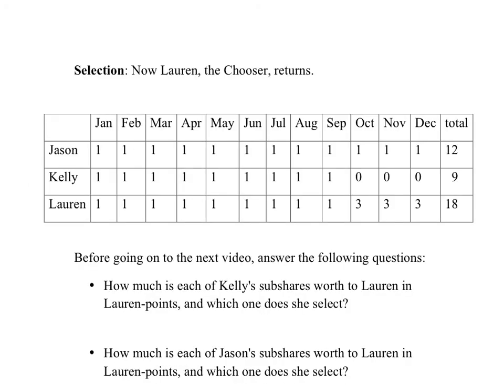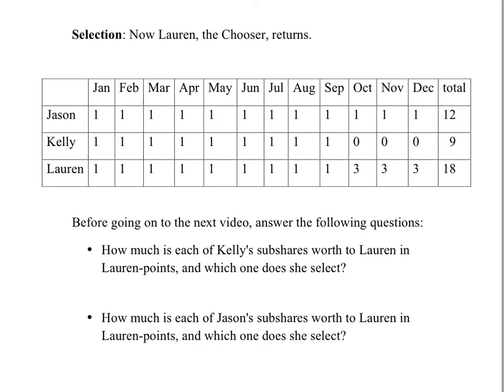Now Lauren, the chooser, returns. Before going on to the next video, answer the following questions. How much is each of Kelly's subshares worth to Lauren in Lauren points? And which one does she select? Which one of Kelly's subshares does Lauren select? And how much is each of Jason's subshares worth to Lauren in Lauren points? Which one of Jason's subshares does she select for herself?